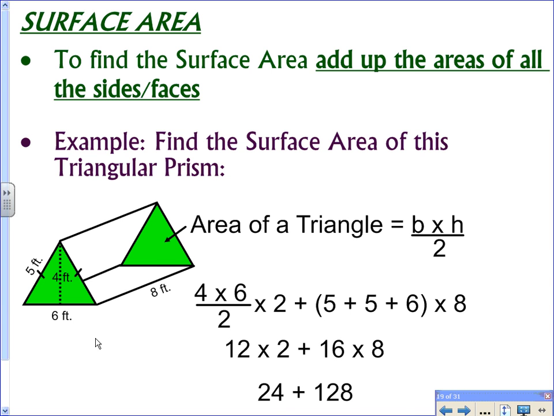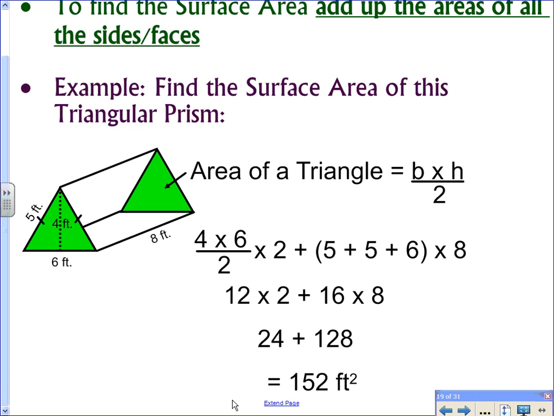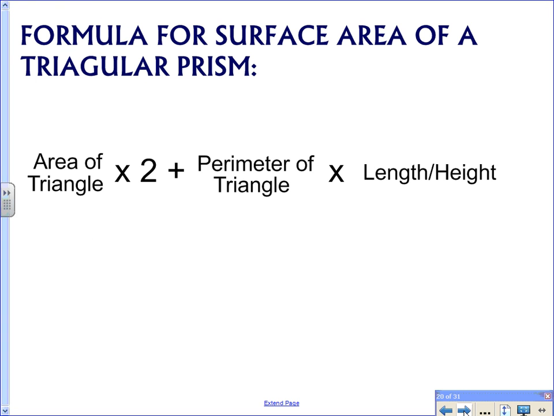Then 12 times 2 is 24. 16 times 8 is 128. When you add those together, you get 152 square feet. So again, we're in square units because we're figuring out how many squares it would take to cover the surface.